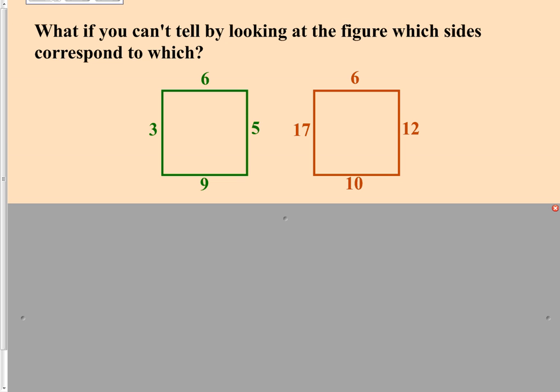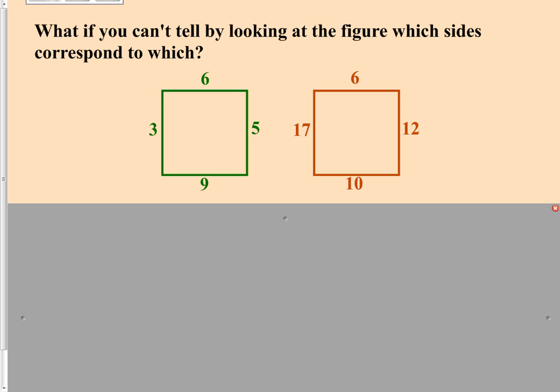Now that last one was a little easy because the figures were sitting in similar positions to each other. Top did correspond to top and so on. But what if you cannot tell which side lengths correspond to which other side lengths? Well, this is another reason why I like that idea of figuring out smallest corresponding to smallest, largest corresponding to largest, and so on. Okay, so let's start off.